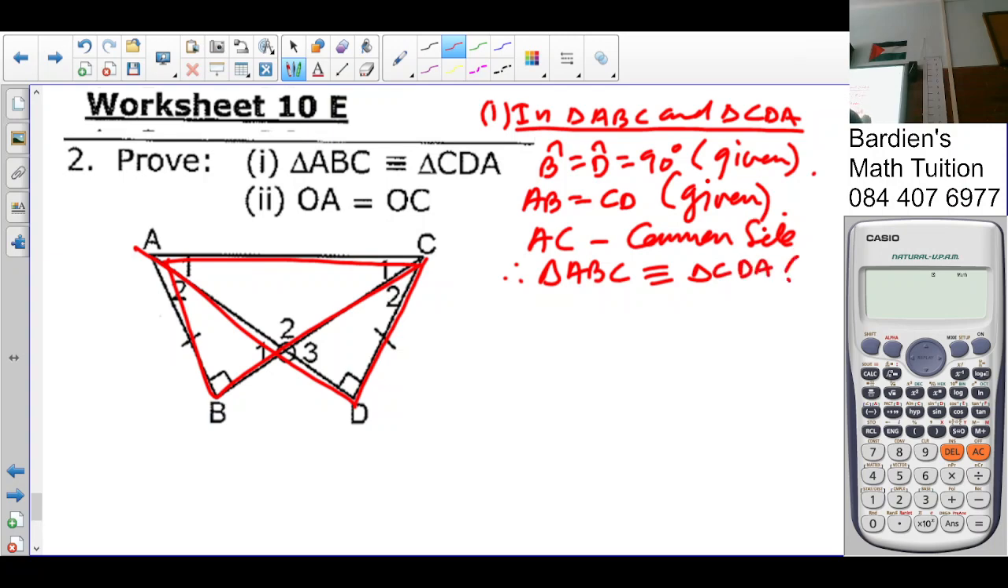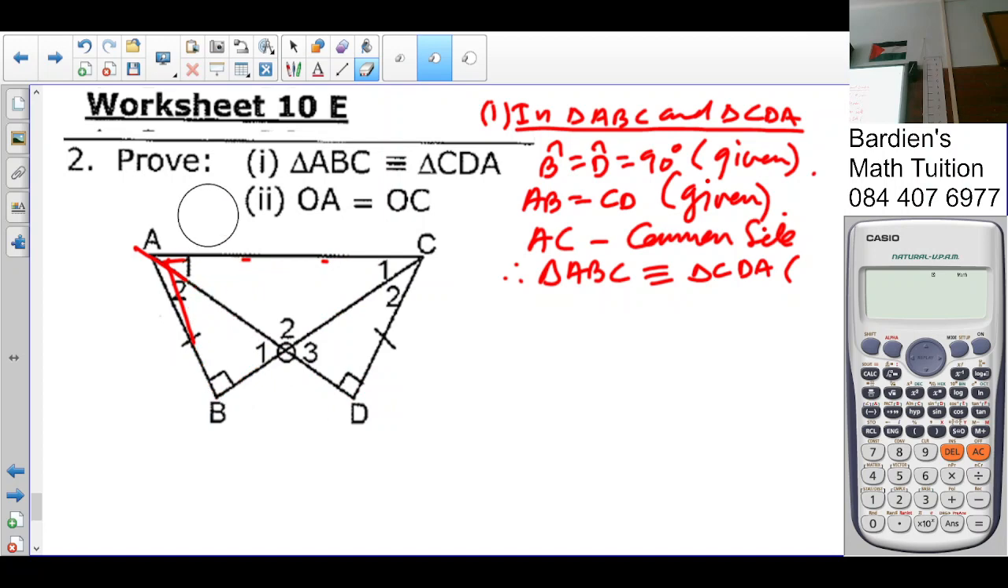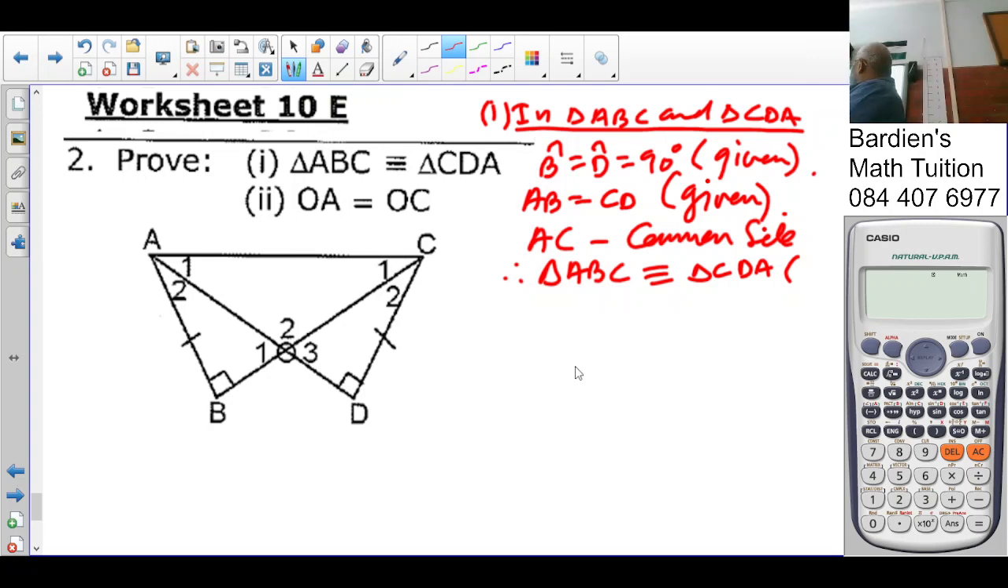CDA. And what case of congruency is this? Side angle side. You all agree with that? If it's side angle side, it must be the included angle. So here we got that side, we got the angle and the side. If we must have known this side, we use side angle side. No? But it's not side angle side.